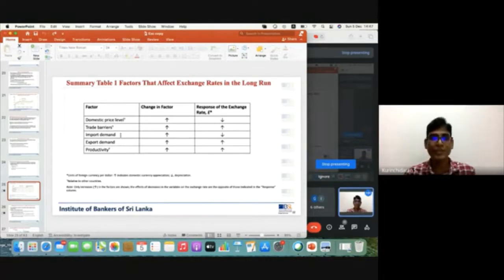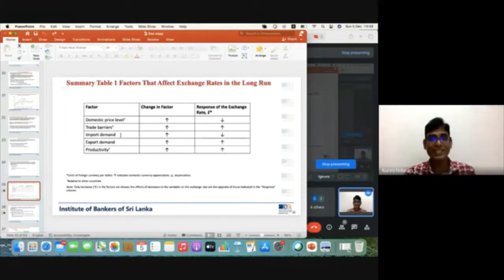But productivity means you still have the 10 employees, but now you are not producing 100, you are producing 120. So that means your productivity has increased. Now your shirt cost is less than the previous one.